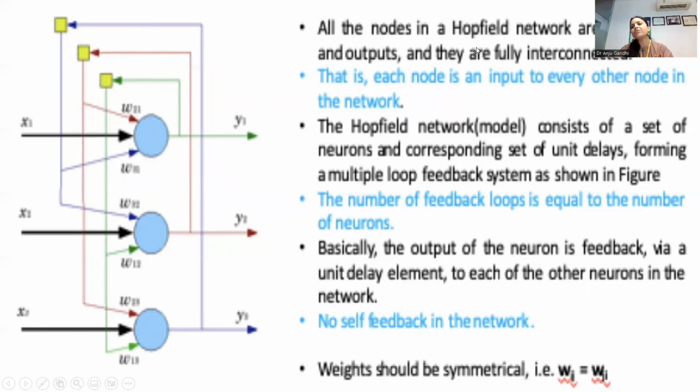So in the Hopfield network, the nodes are both inputs and outputs, and they are fully interconnected. It is a set of neurons, weights, and feedbacks. We have these loops in the structure of the Hopfield network, and the weights are going to be symmetrical in it. So these are the basics of the Hopfield network. The details we will study again very soon.